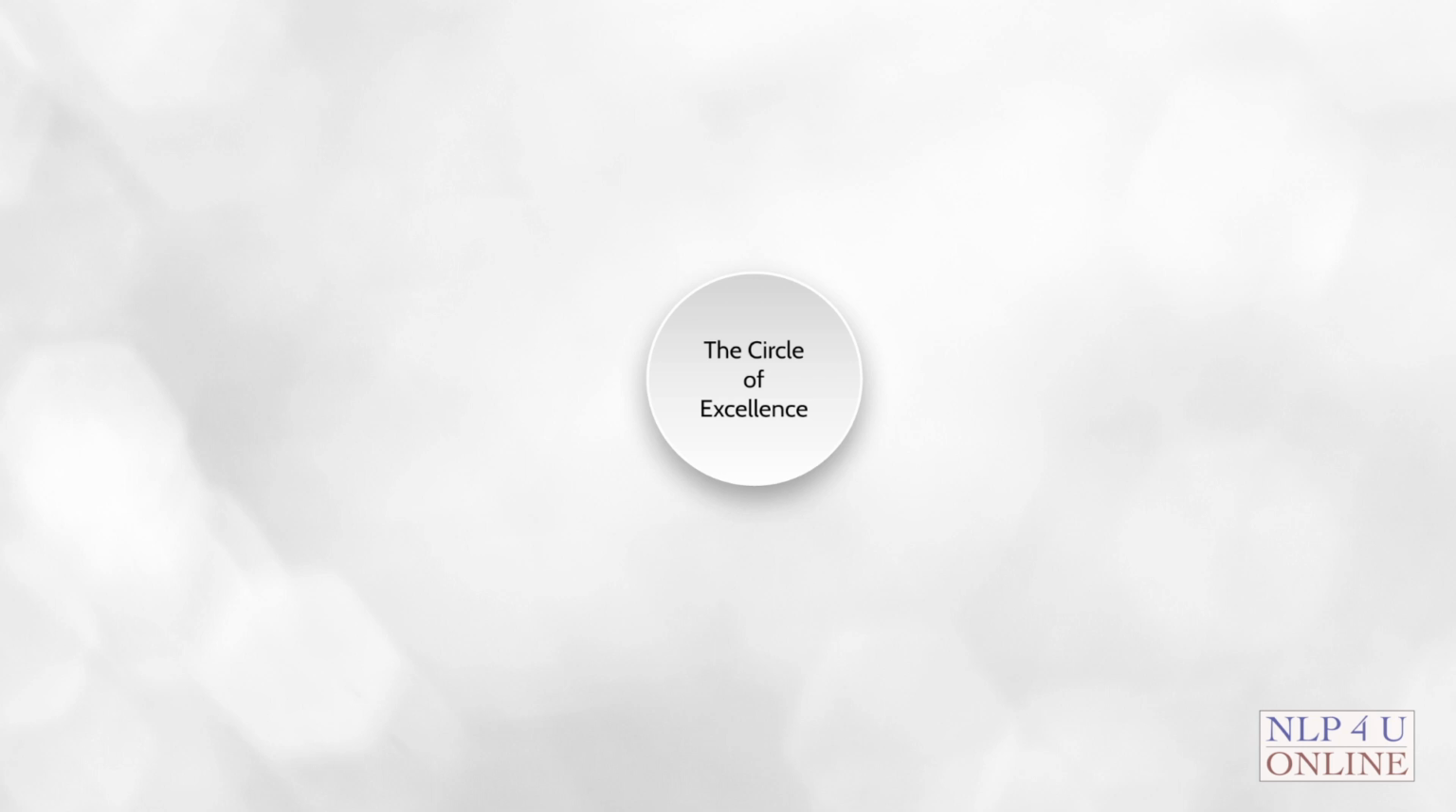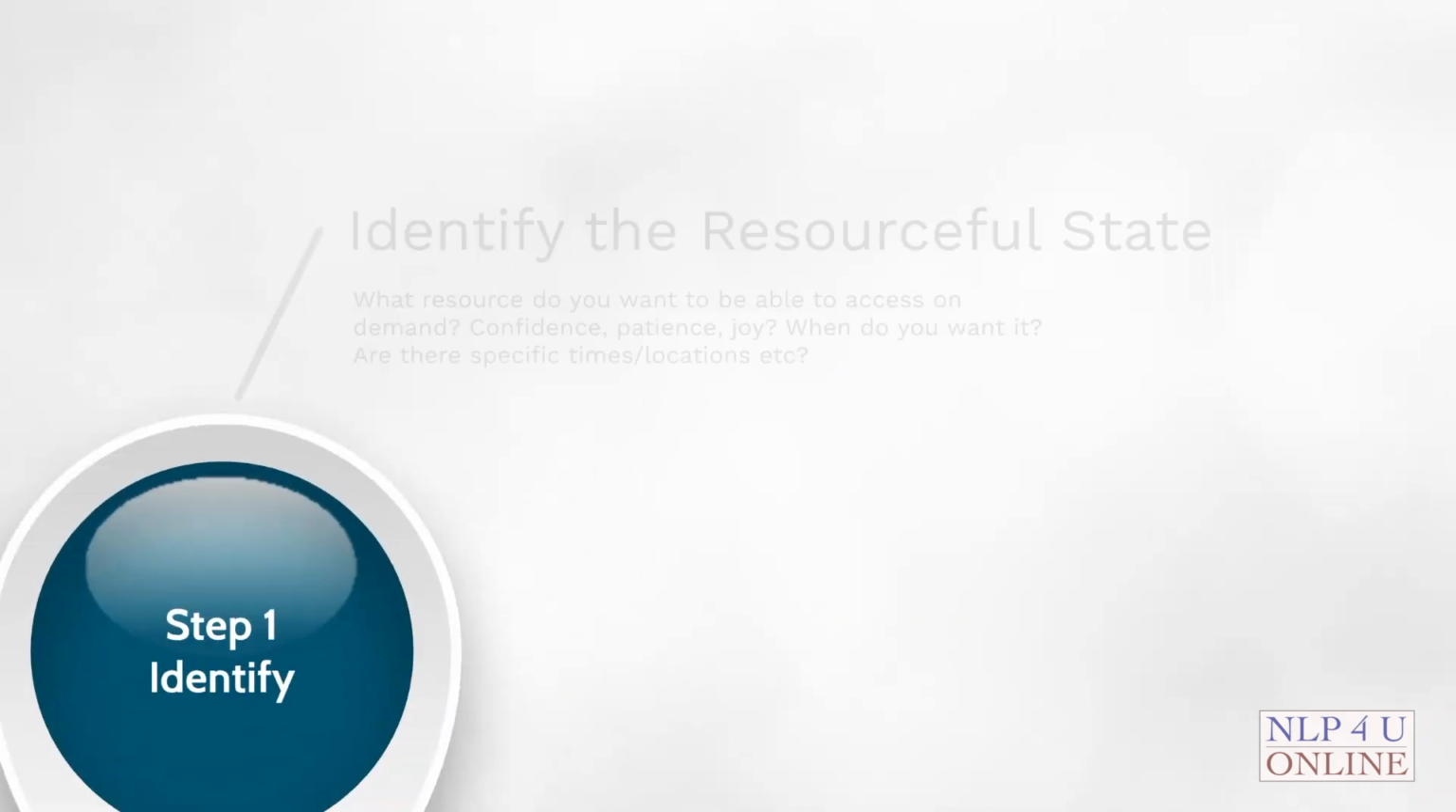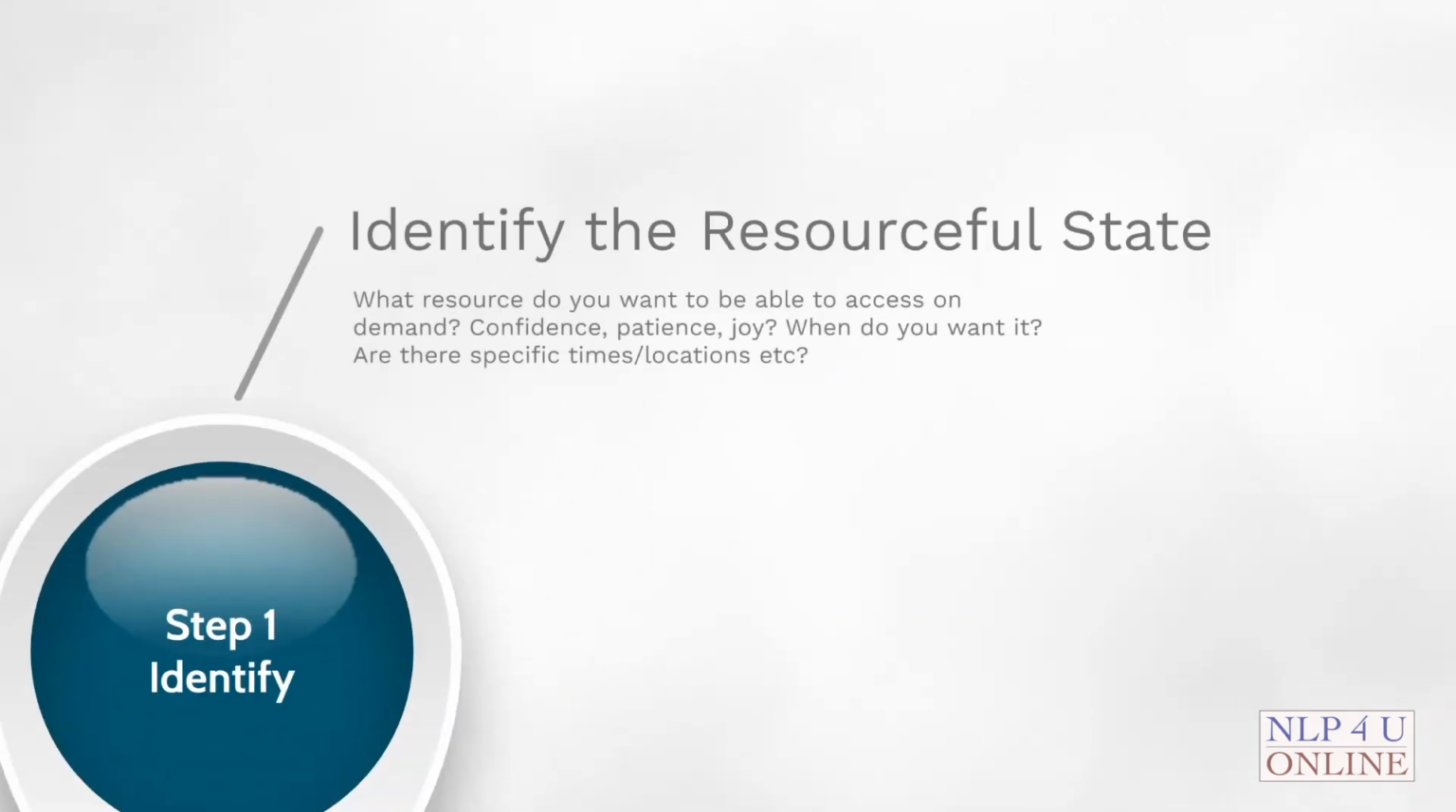There are just 8 steps in this pattern, and each one is pretty simple. As with all patterns, explaining it takes far longer than actually doing it. So let's begin. Step 1. Identify. The first step is an easy one. Identify the resourceful state. What state do you want to be able to access through the Circle of Excellence?